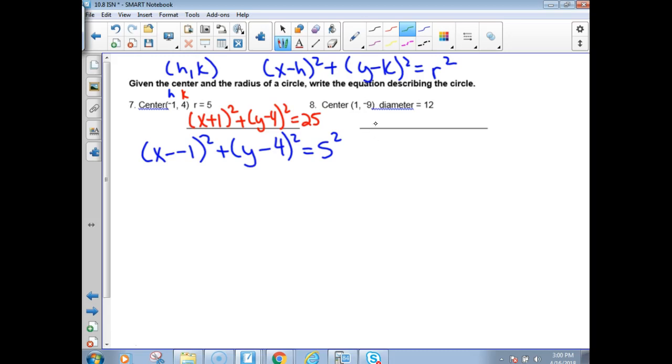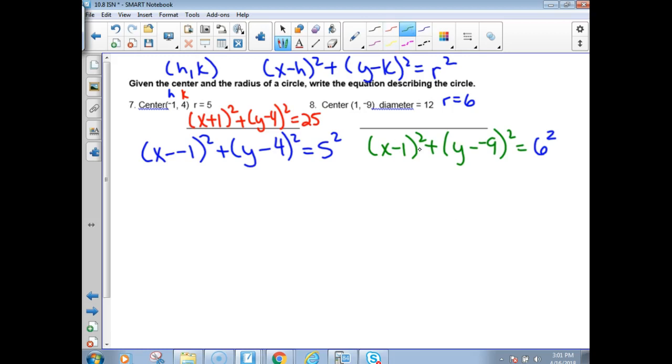Next one, I'm going to fill it in down here. (x - 1) squared plus (y - -9) squared equals... whoa, it says diameter is 12. I'm not supposed to plug in the diameter. What is the radius if the diameter is 12? Yeah, half of a diameter is the radius, so yes, 6. I heard someone say 6. So 6 squared goes at the end.